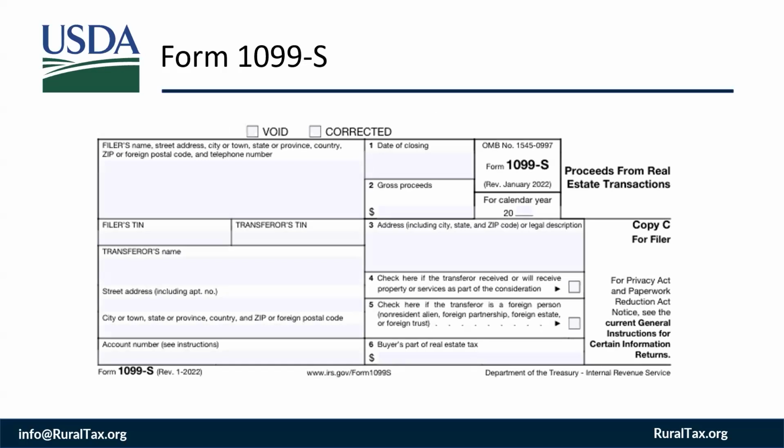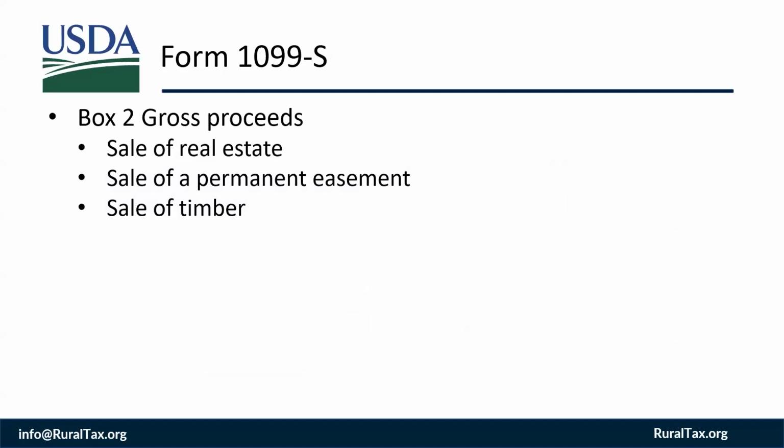Then the gross proceeds of that. So again, you see the filer's taxpayer information number, the transfer tax ID information, the filer's name and the person that made the transfer. All that information is included. Plus the information on box 3 is the legal description, address of the property that's being traded or sold or purchased, etc. So that's the 1099-S. So box 2 is the gross sale proceeds, and that's sale of real estate, like I said, permanent easement, sale of timber.